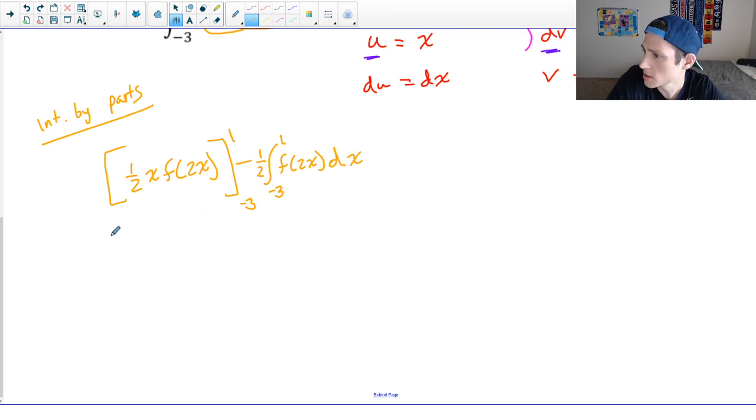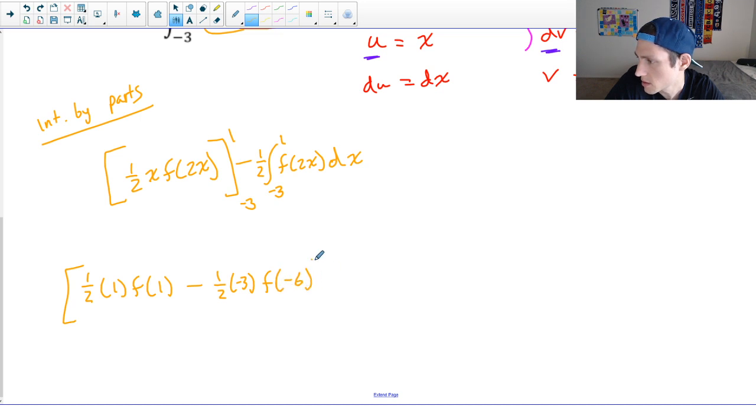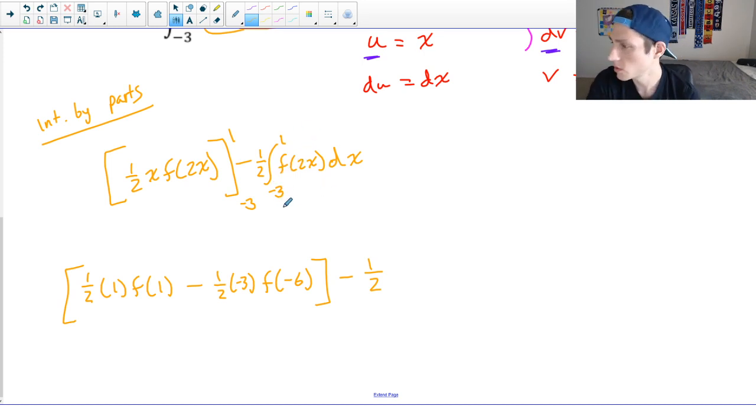All right, so let's do this evaluation first. So 1/2, let's plug in 1. f of 2 times 1, so that's f of 1, minus 1/2 times -3, f of 2 times -3, so f of -6. All right, minus 1/2 the integral of f from -3 to +1.